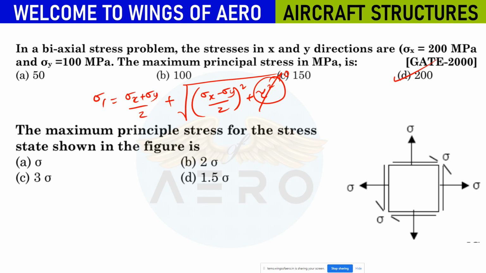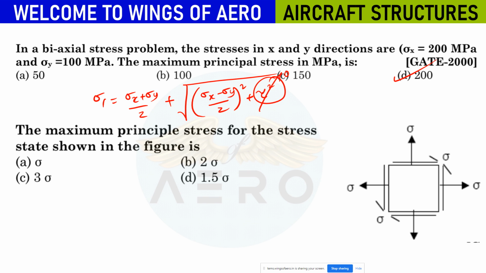Then the maximum principal stress for the stress state shown in the figure. This is the figure shown over here. So what will be the maximum principal stress? 2 sigma, ma'am. How have you found 2 sigma? Taking the formula. Option A, sigma, ma'am. Sigma or 2 sigma? Ma'am, 2 sigma.